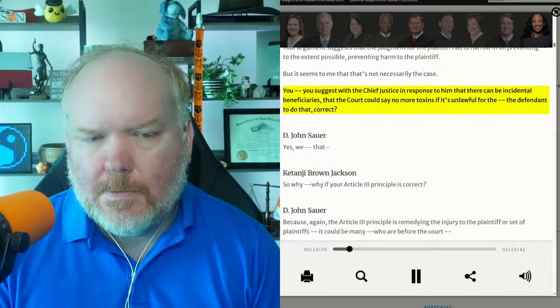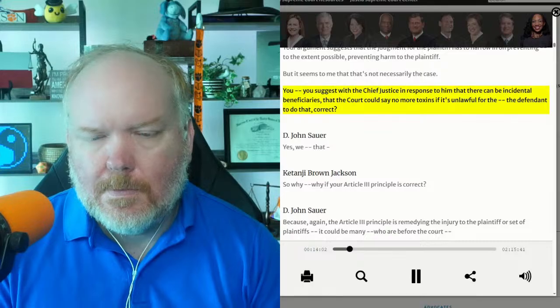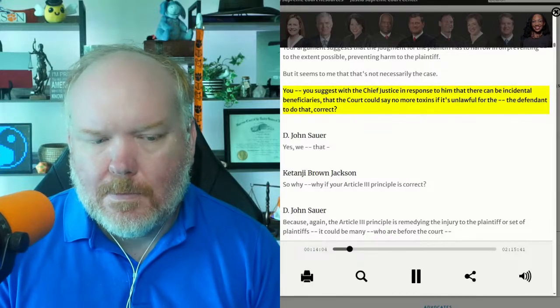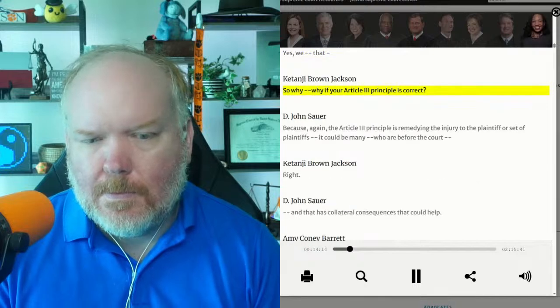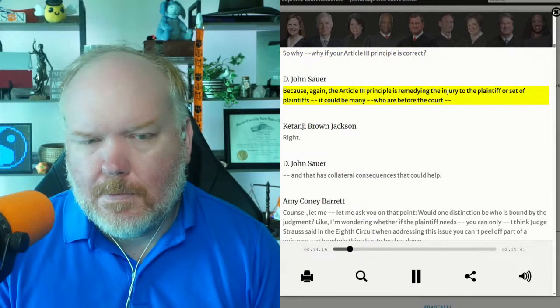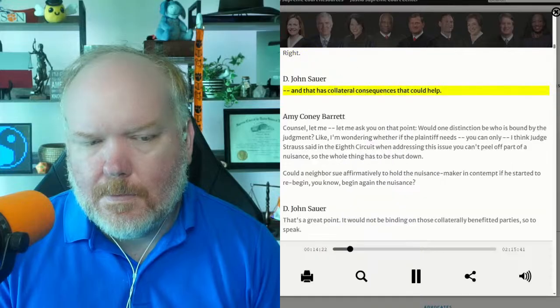You suggest, with the Chief Justice in response to him, that there can be incidental beneficiaries, that the Court could say no more toxins if it's unlawful for the defendant to do that, correct? Yes, we do. So why, if your Article III principle is correct? Because, again, the Article III principle is remedying the injury to the plaintiff or set of plaintiffs, could be many, who are before the Court. Right. That has collateral consequences.